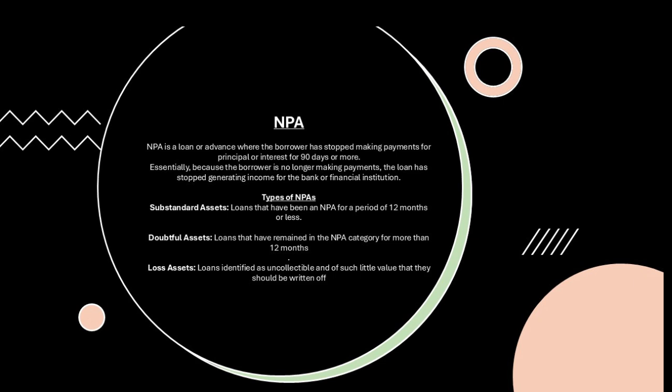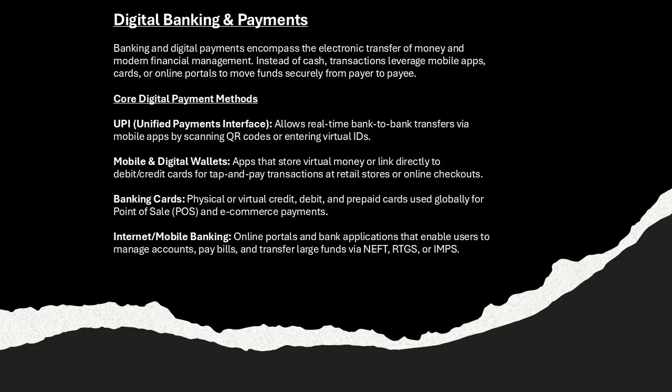And the third is the loss assets. This is identified as uncollectible and it's of very little value, so it should be written off. This overall reduces the profit of the bank, its lending power, and also the economic health of the bank.